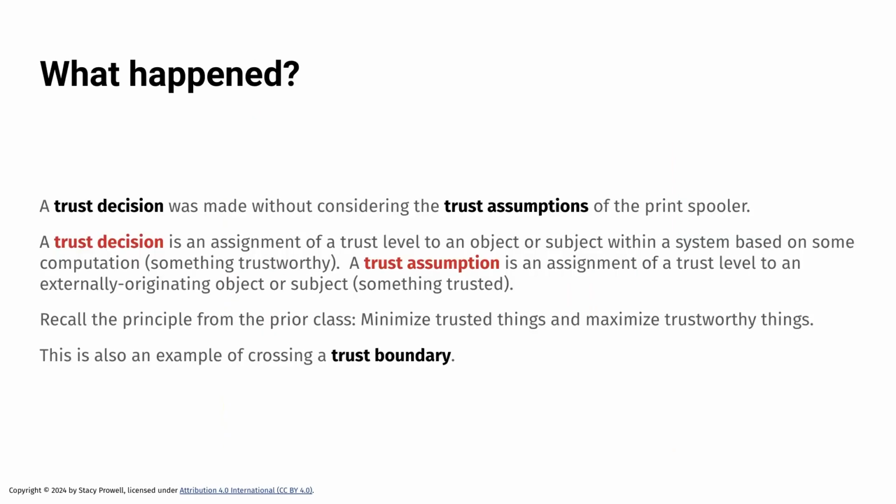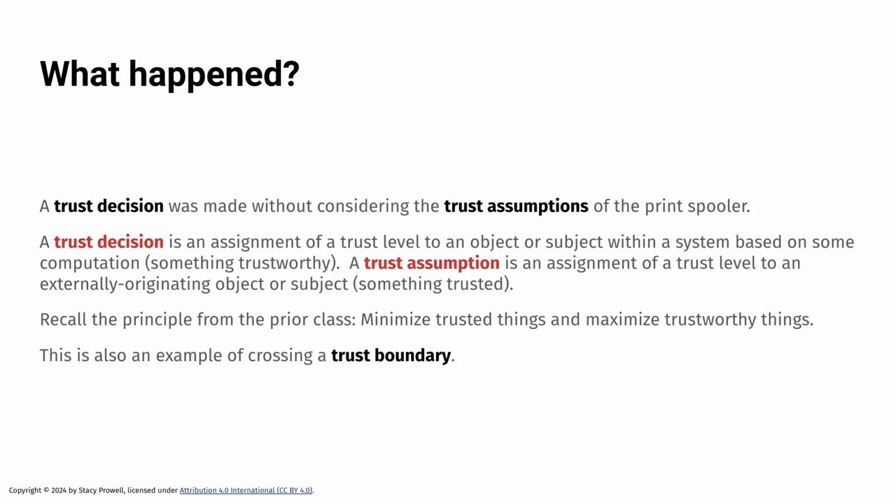It's pretty enjoyable. So what happened? What was the problem here? Well, the problem is that a trust decision was made, right? The decision that I'm going to trust this DLL, because after all, it's just a printer driver. I'm going to trust that without considering the trust assumptions of the print spooler, right? The print spooler is then going to assume somebody somewhere vetted this code, and it's going to run it in a system that has a fairly high privilege level. But was it ever vetted? Maybe not, right? So what do these words mean?